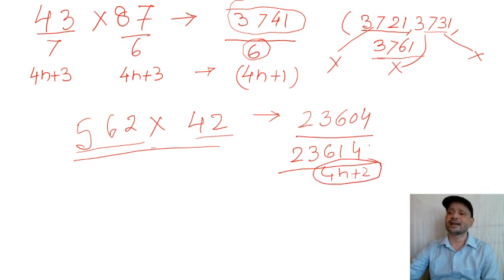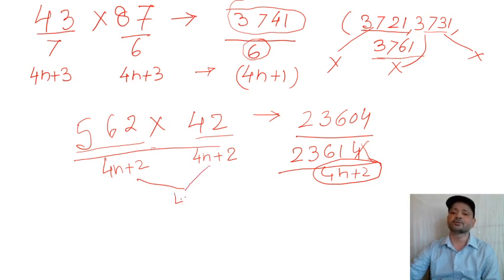Now, that's why this number cannot be. Why? Because this is a 4n plus 2 type number, and this is also a 4n plus 2 type number. If you multiply these two, their product must be of 4n type. So this 23614 here, whatever we are getting, is of 4n plus 2 type, so it cannot be.